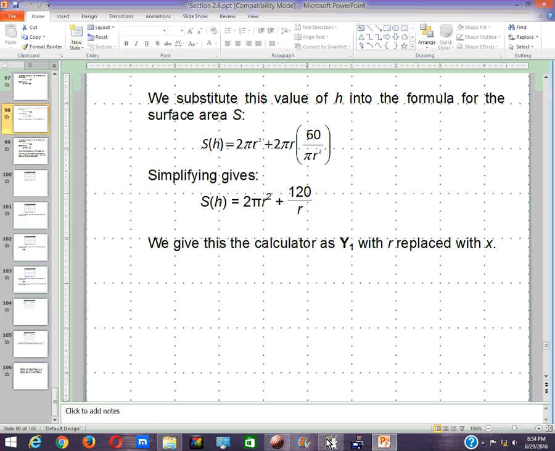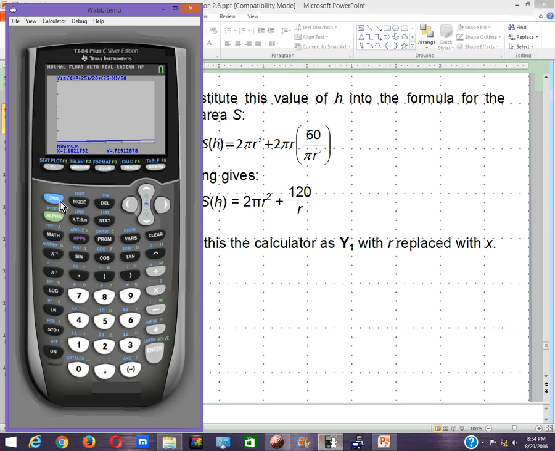Okay, go to y equals, clear it out. I'm looking at 2 pi r squared, and remember, r is going to be x. So 2 pi x squared plus 120 divided by x. Now again, if you couldn't do the simplification, just key this in like it looks: 2 pi r squared plus 2 pi r, and then in parentheses 60 over pi r squared. You would need to keep that denominator in parentheses, because it is an operation. And then quit.